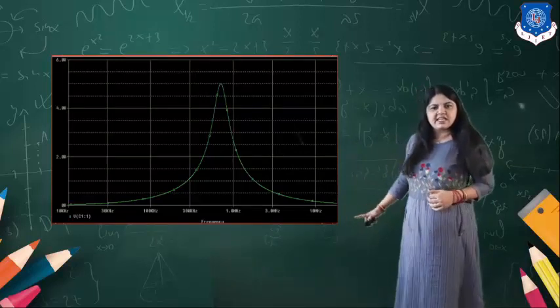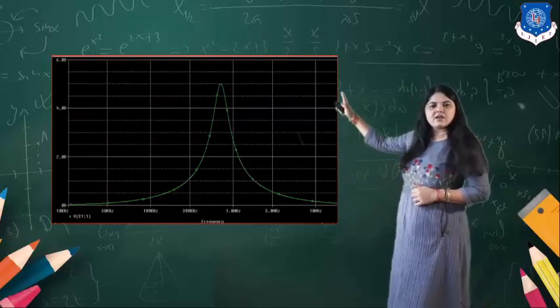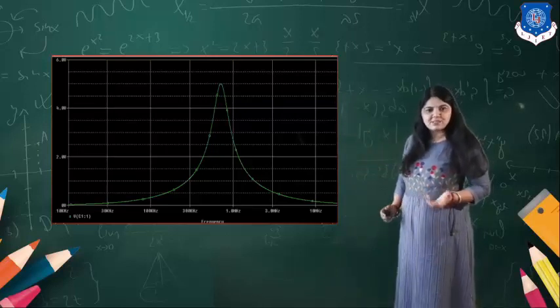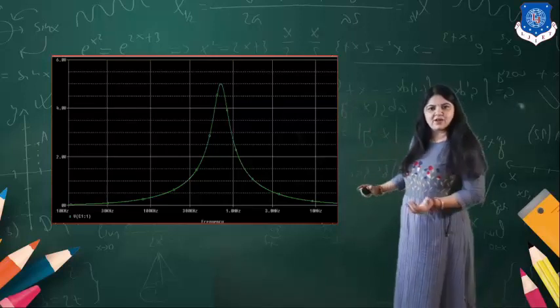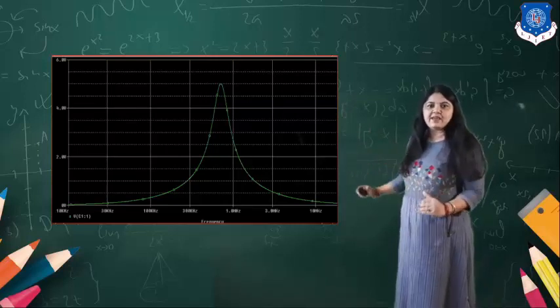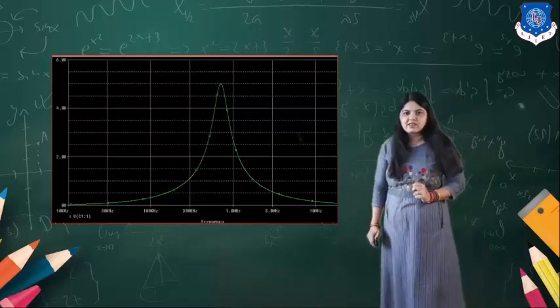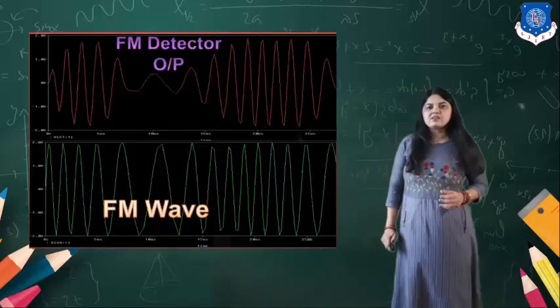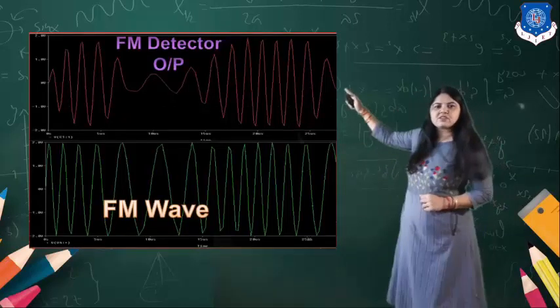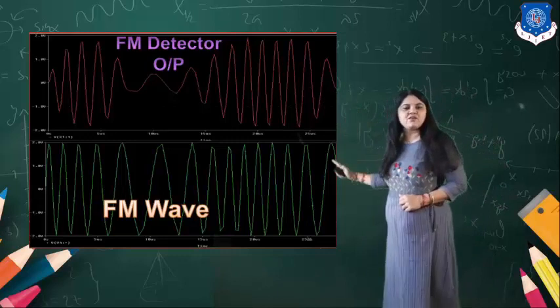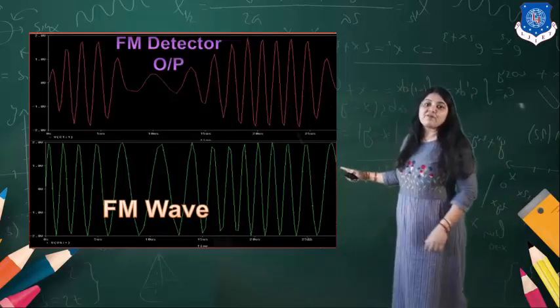For a certain frequency range the output voltage is maximum, while for other frequency ranges it is very low. So you can say that only for a limited frequency range does it give us the proper output. This is the FM detector output, and what is it? It is the FM wave.